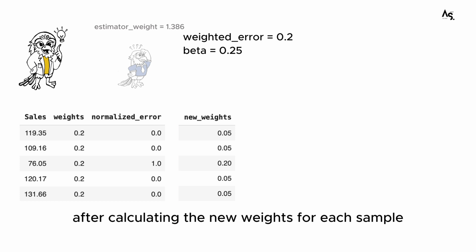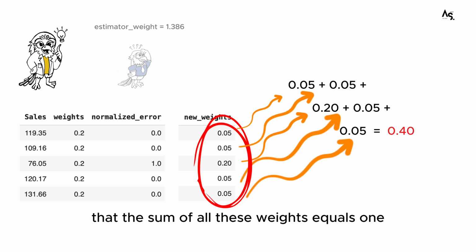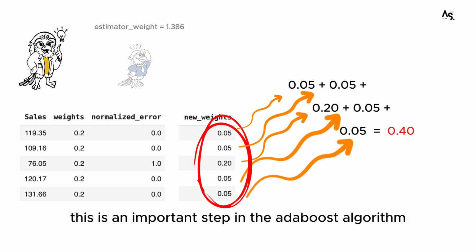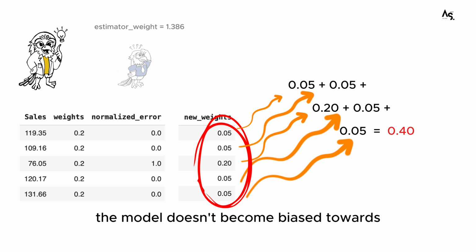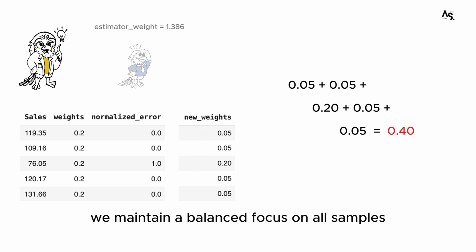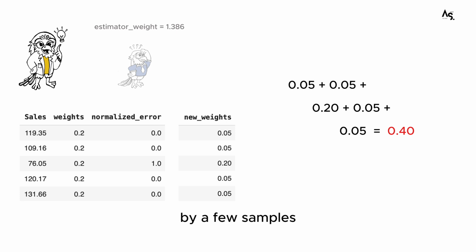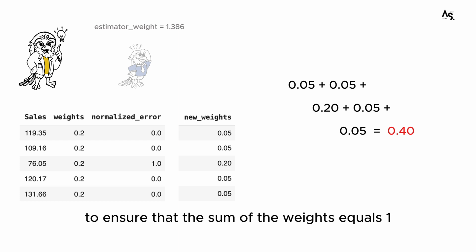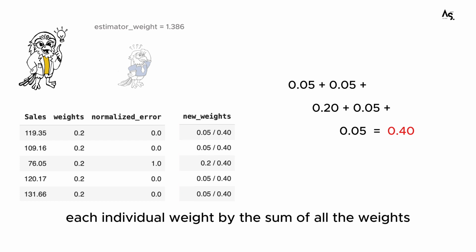After calculating the new weights for each sample, the next step is to make sure that the sum of all these weights equals 1. This is an important step in the AdaBoost algorithm, as it ensures that the model doesn't become biased towards any particular sample. By normalizing the weights, we maintain a balanced focus on all samples, preventing the model from becoming overly influenced by a few samples. To ensure that the sum of the weights equals 1, we simply divide each individual weight by the sum of all the weights.